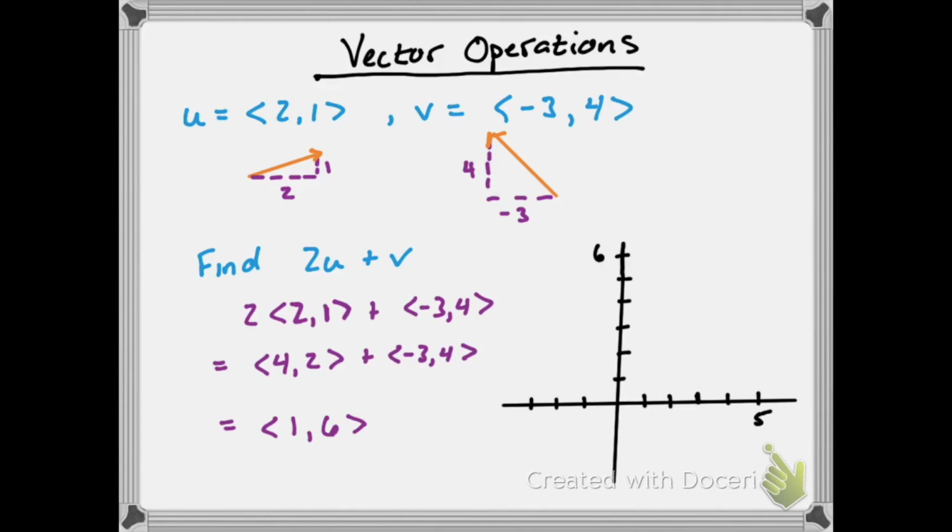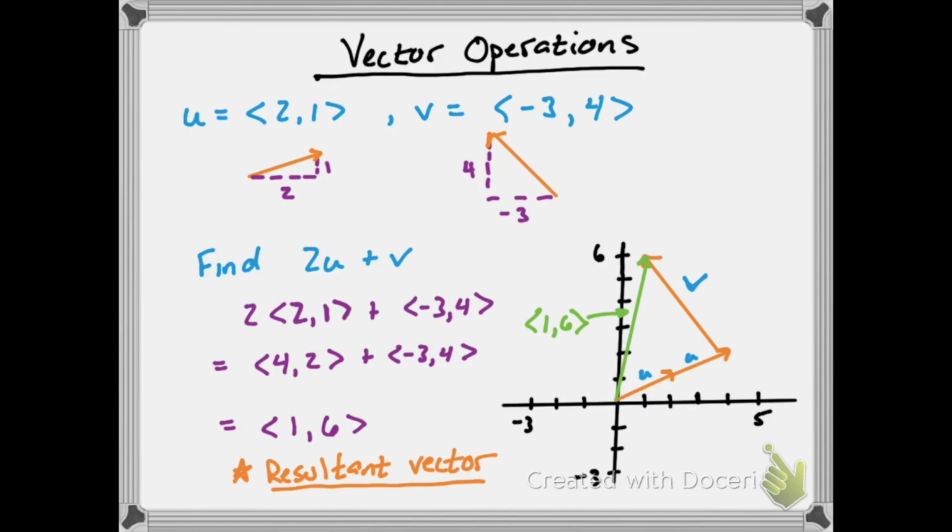What would this look like on a graph? Well, if we drew our graph from the origin and we drew 2 u vectors end to end, that would be 2u. And then from the end of that vector, if we drew a vector v going left 3 and up 4, we would get a new vector, 1, 6, which we call the resultant vector, which is really just what we got when we did the operation algebraically.